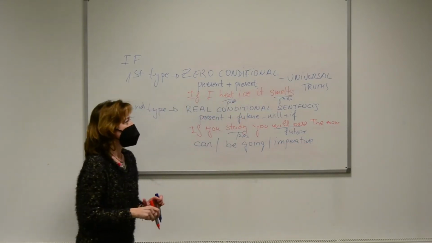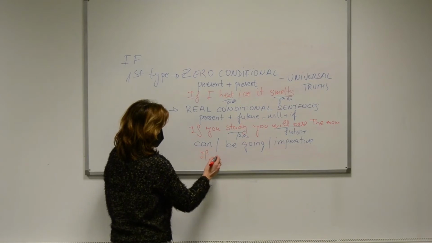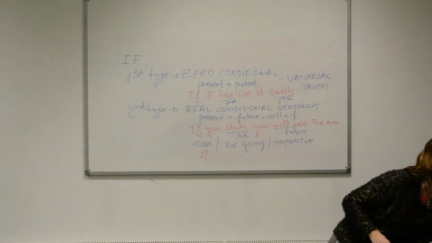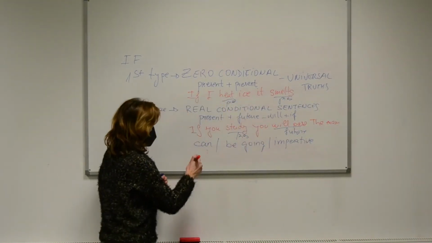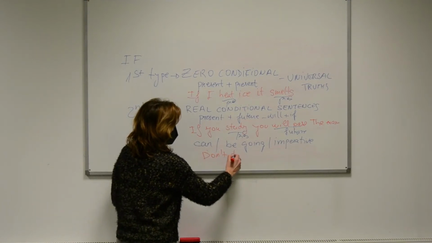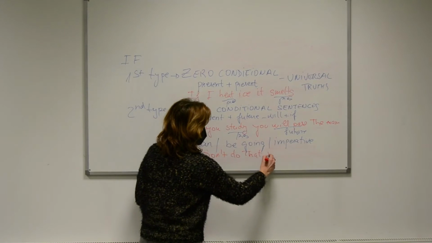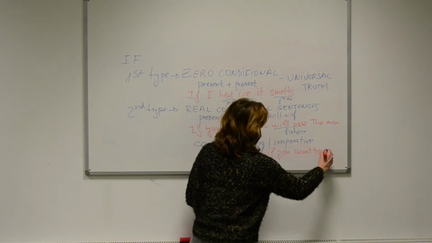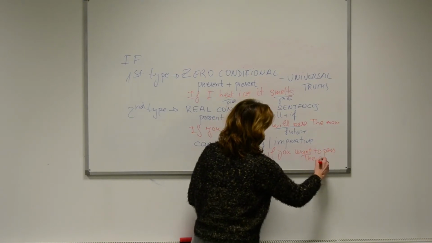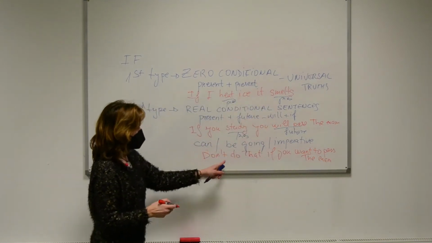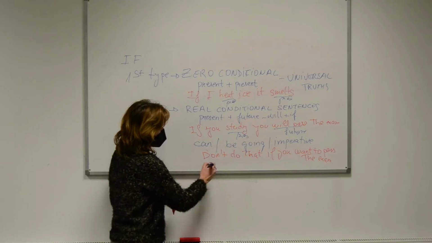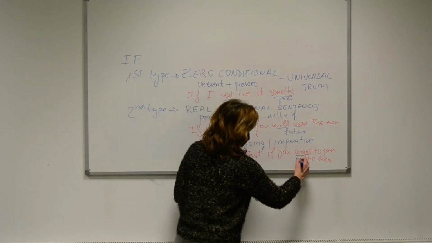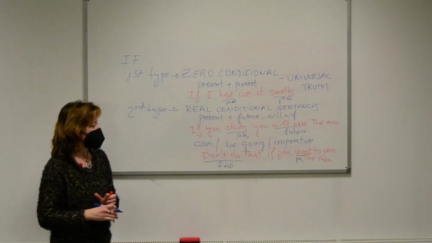For example, I'm going to put another thing different. Don't do that if you want to pass the exam, for example. Here we have imperative in this side of the sentence. This is an imperative. And here again we have a present, want, present. Instead of will, we can put imperative.